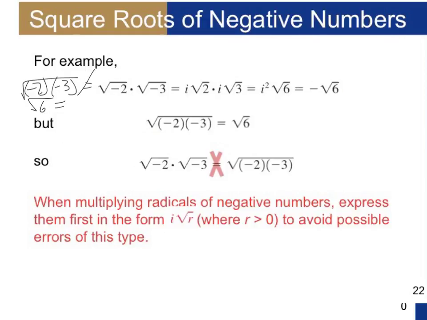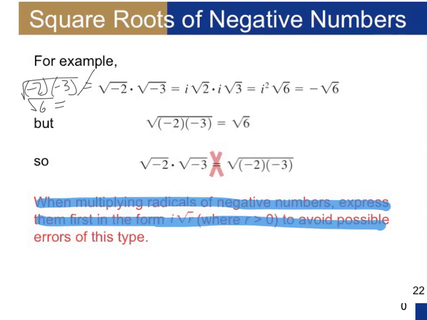Okay, so the key here is when multiplying radicals of negative numbers, express them first in the form square root of r times i, to avoid possible errors of this type. In other words, don't break out the negative separately. If you have two negatives, you can't separate them. So that's the only exception to that.